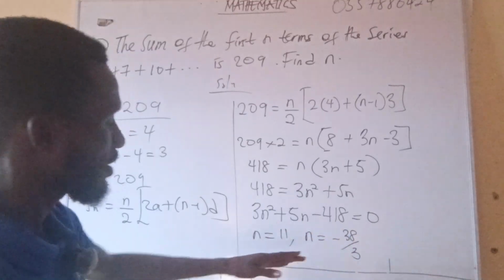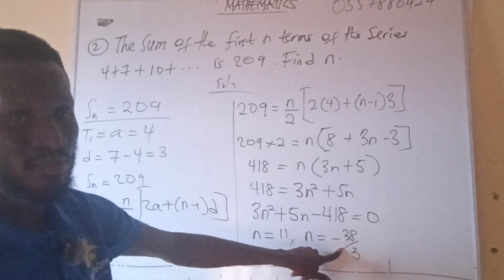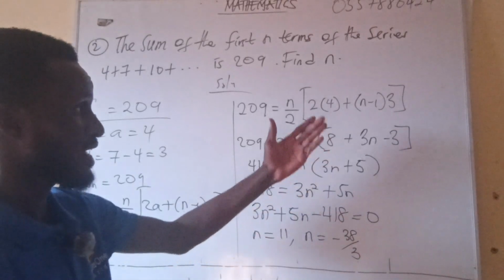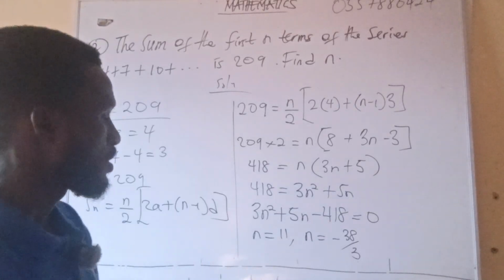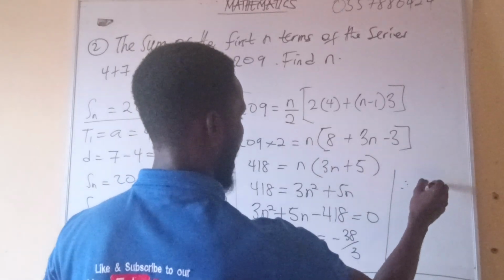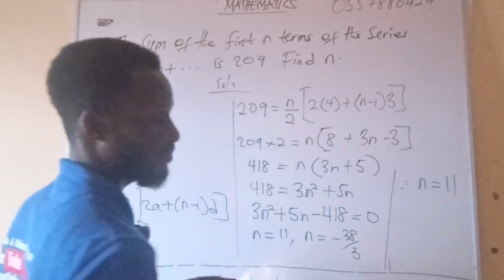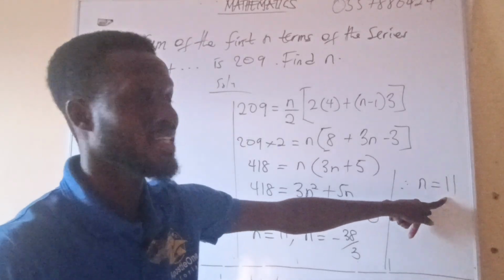Now, don't forget that we are talking about the number of terms. The number of terms can never be negative. It can't be a fraction. Number of terms is n. Then n can be first, second, third, fourth, fifth, sixth in that order. So I have to conclude that therefore, n is now 11, which means that we have 11 terms.